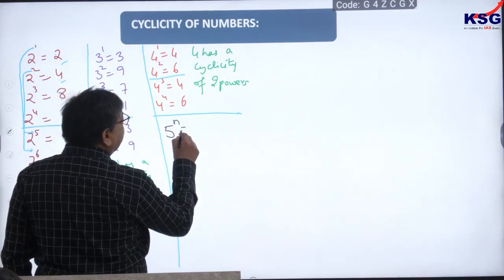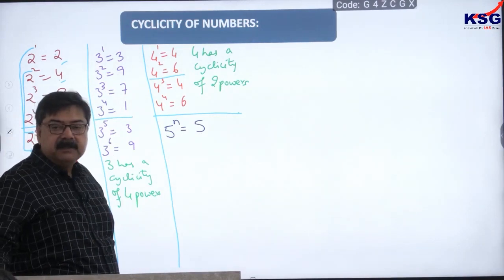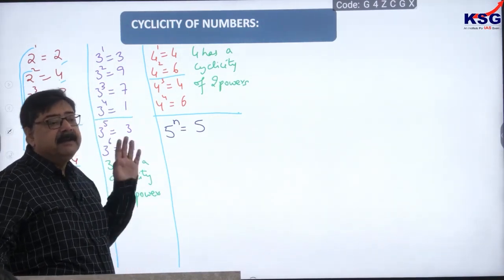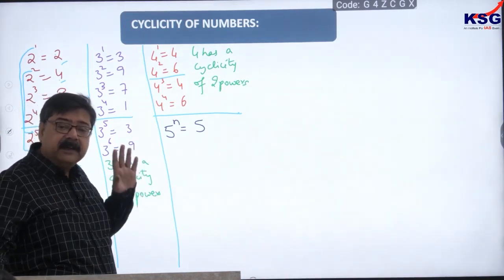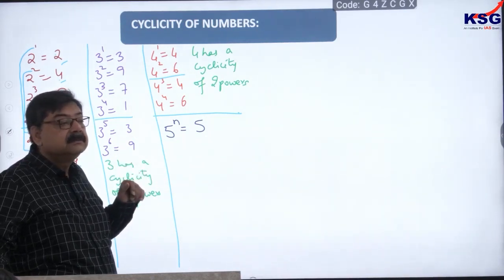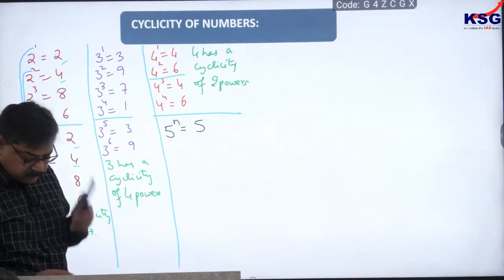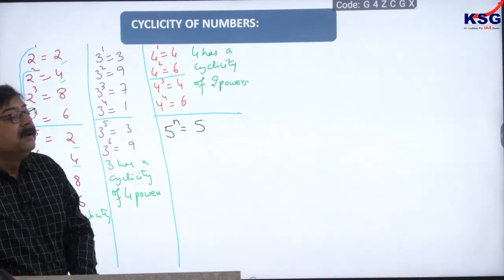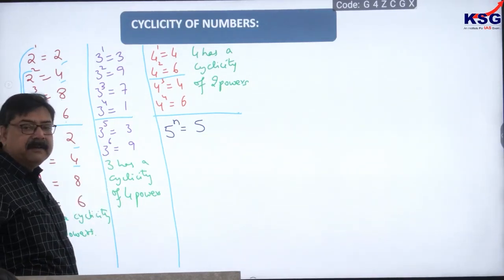See, 5 power 1 is 5, 5 power 2 is 25, 5 power 3 is 125, 5 power 4 is 625. Oh, I'm sorry. 5 to the power of anything is going to give you 5 in the unit space.